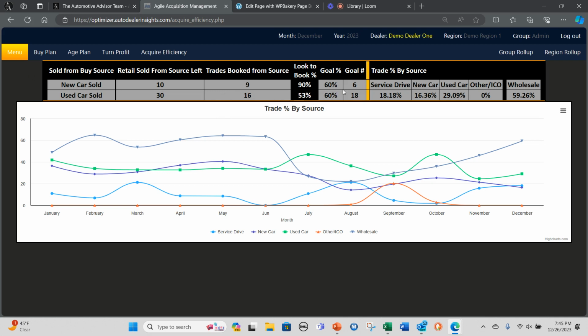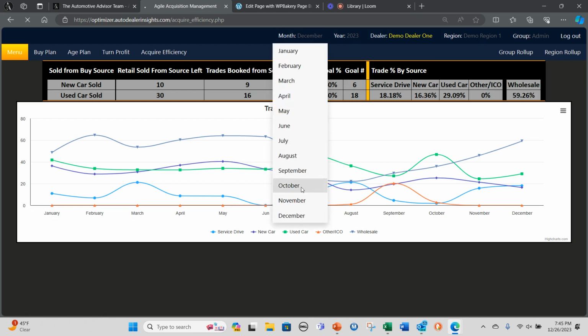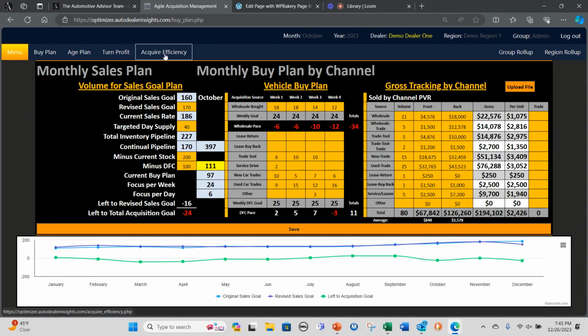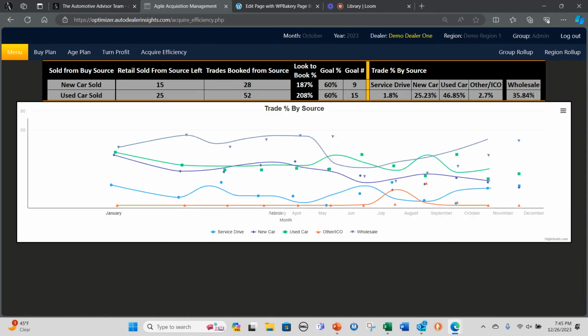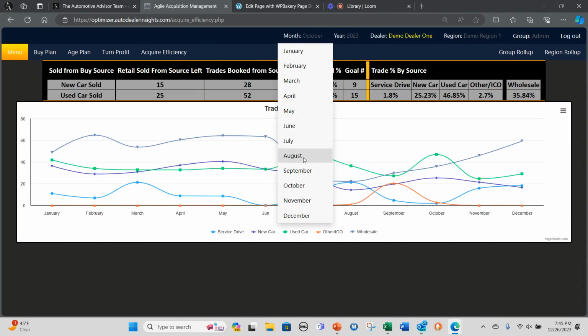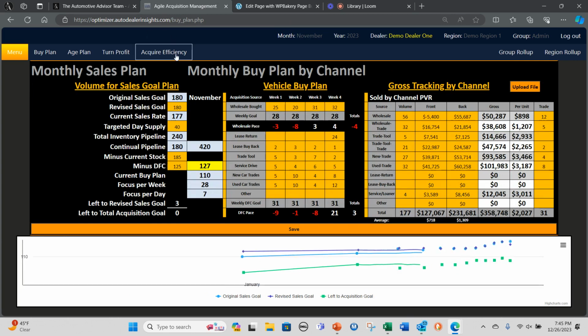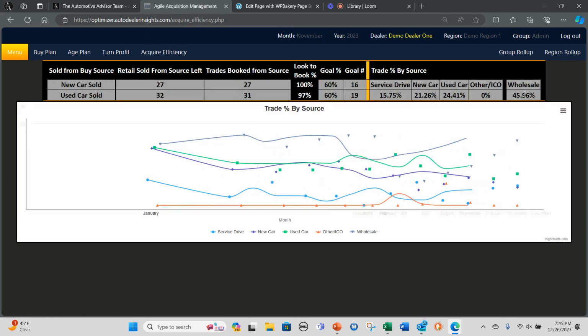That's a good sign right there. And the second thing is trade source. We want to know how we're doing in our sources. This dealer's almost 60% wholesale. That's way too high. But let's see what they were back in, let's say, October. In their acquisition channel, they were 35.84%. So not bad, right? What about November, right? And so if you look in November, 45. So they've grown a little bit.